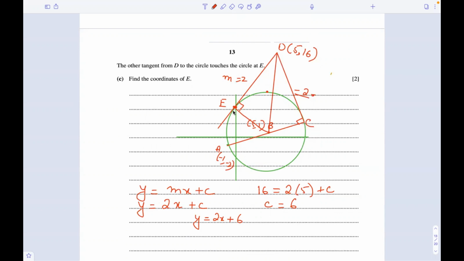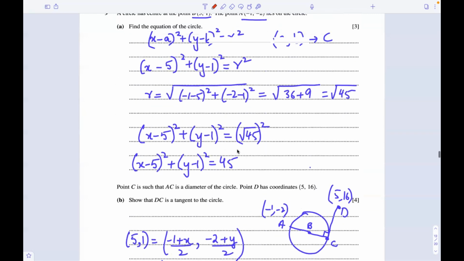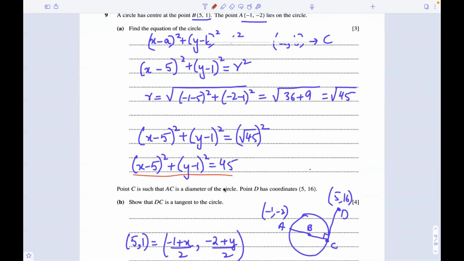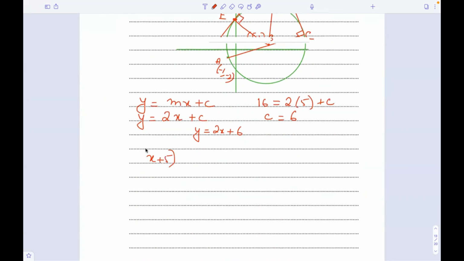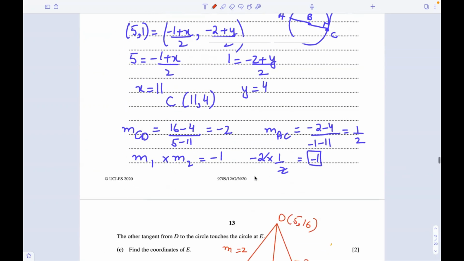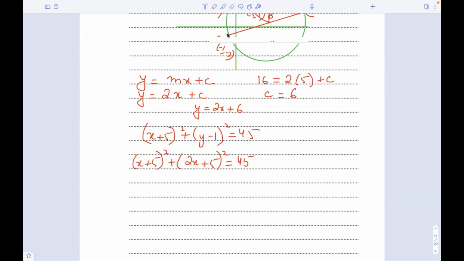Now to find the coordinates of E, as we know that the line and the circle are intersecting, we can solve the two equations simultaneously. The equation of the circle was (x minus 5) squared plus (y minus 1) squared equals 45. Now in place of y, we can substitute 2x plus 6, so we get 2x plus 6 minus 1, which becomes (2x plus 5) squared equals 45. And this was x minus 5, so let's correct this as well.